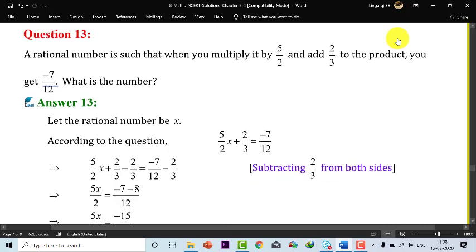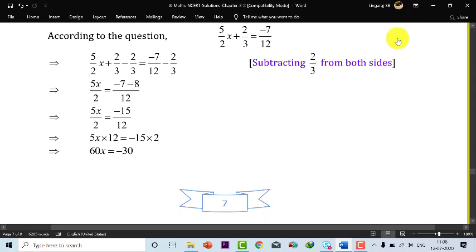So to find the x value, let the rational number be x. According to the given question, we wrote here 5 by 2 x plus 2 by 3 is equal to minus 7 by 12. In the next step, we subtract 2 by 3 from both sides to get the x value. So 5 by 2 x plus 2 by 3 minus 2 by 3 is equal to minus 7 by 12 minus 2 by 3. Here 2 by 3 gets cancelled on the LHS, only 5x by 2 remains, and here the LCM of 12 and 3 is 12. So 12 ones are 12, so you can write minus 7 as it is in the first numerator.